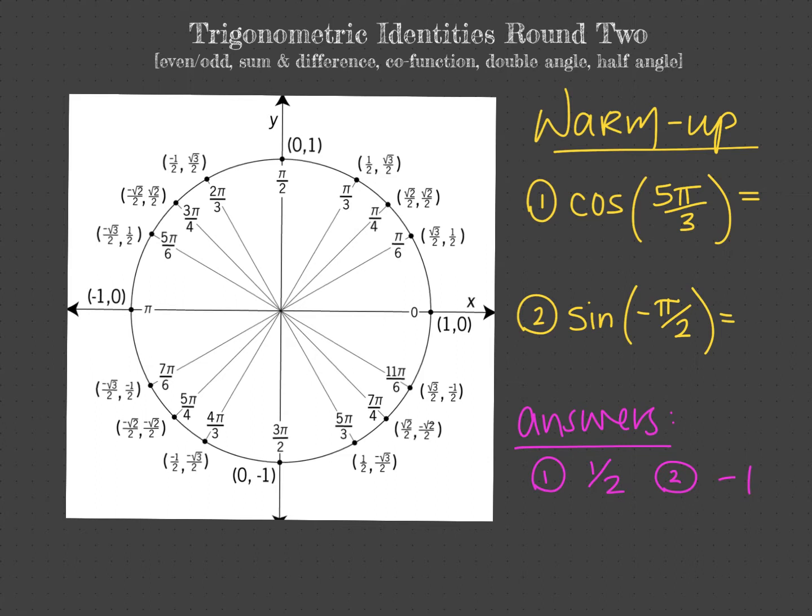Our two solutions are found here below. Number 1, the cosine of 5 pi over 3 is 1/2, the x value, and the sine of negative pi over 2 means moving in the negative direction pi over 2, aka 90 degrees, which is really the same as positive 3 pi over 2. The sine is -1.